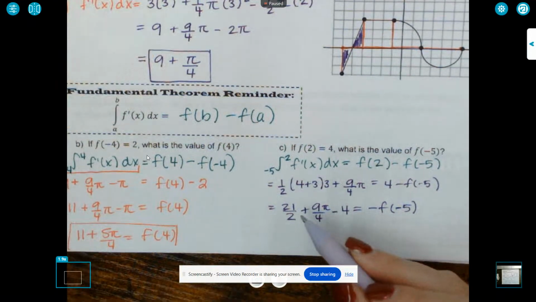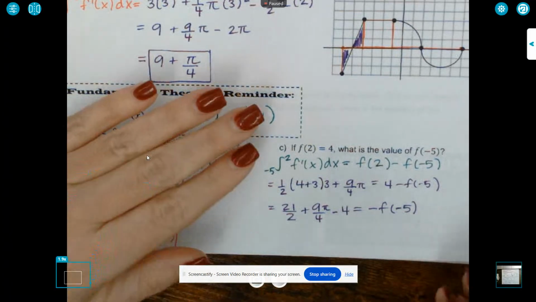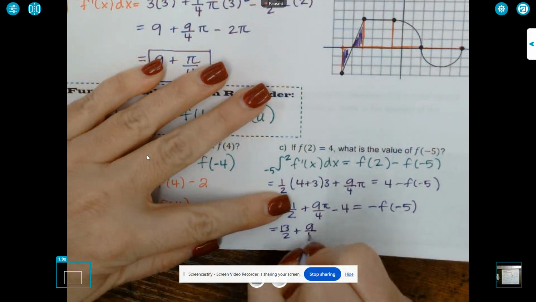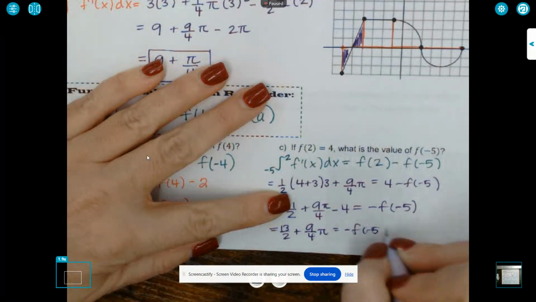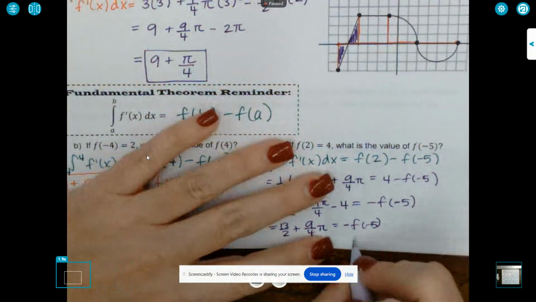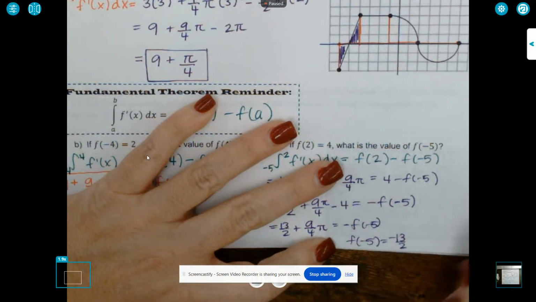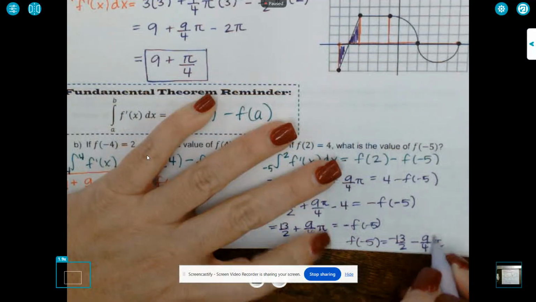So 21, that's going to be 8. 21 minus 8 is 13 plus 9/4 pi is the negative. So that means our value for f of negative 5 is going to be negative 13 minus 9/4 pi.